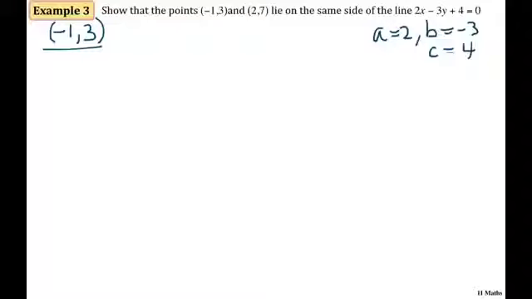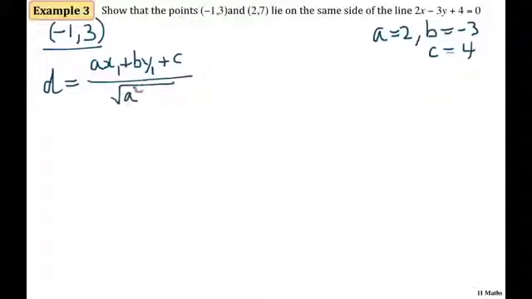Let's find the distance from that point to the line, but I'm going to do something a little bit different. Notice I didn't put the absolute value signs on. And I haven't done that intentionally. So let's call this distance 1. And we'll talk about why I didn't put the absolute value signs on in a moment.